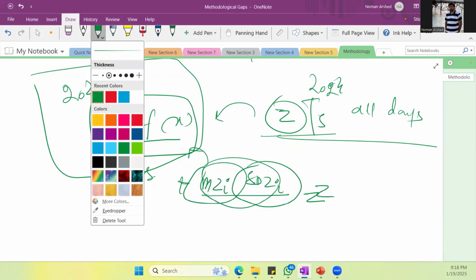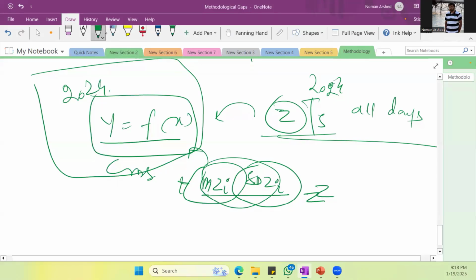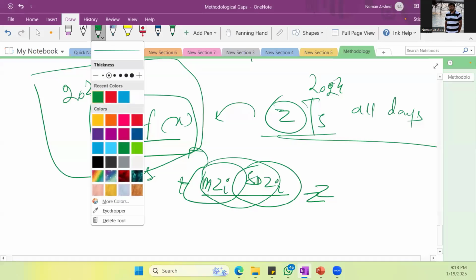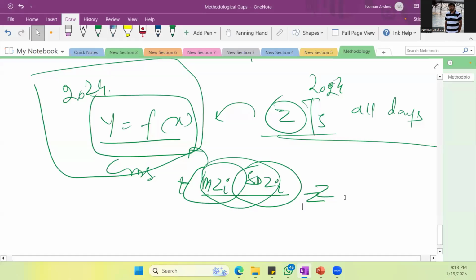Let me pick it up. So you can apply a z value. Let me get a pen.